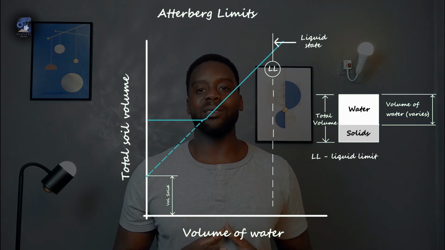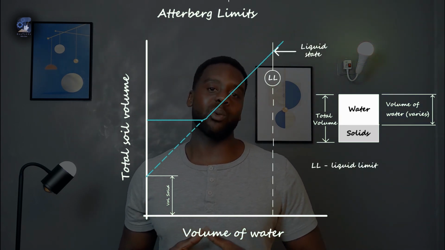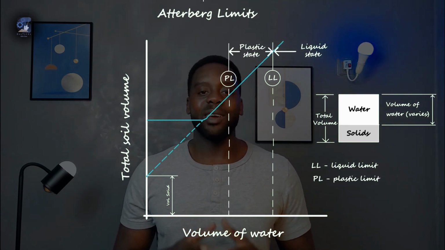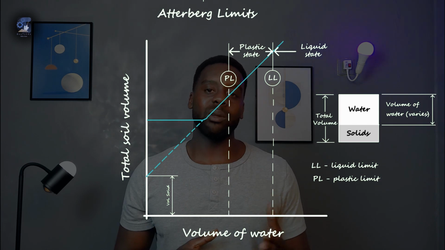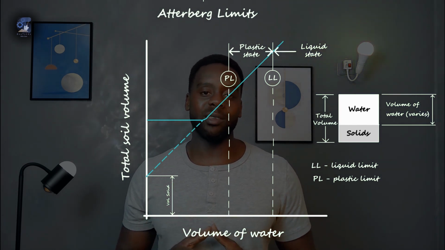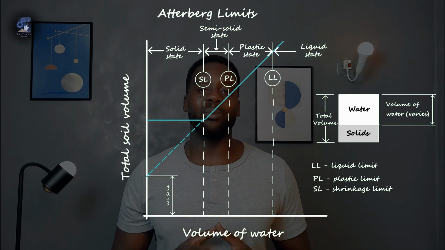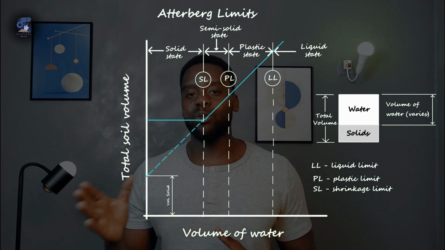The liquid limit defines the transition between the liquid and the plastic state. The plastic limit defines the transition between the plastic and the semi-solid states, and the shrinkage limit defines the transition between the semi-solid to the solid state.